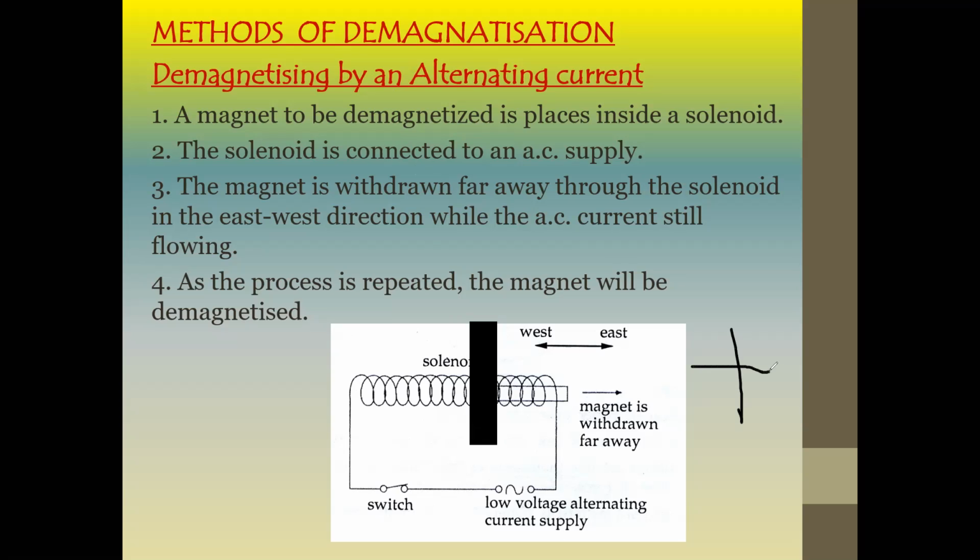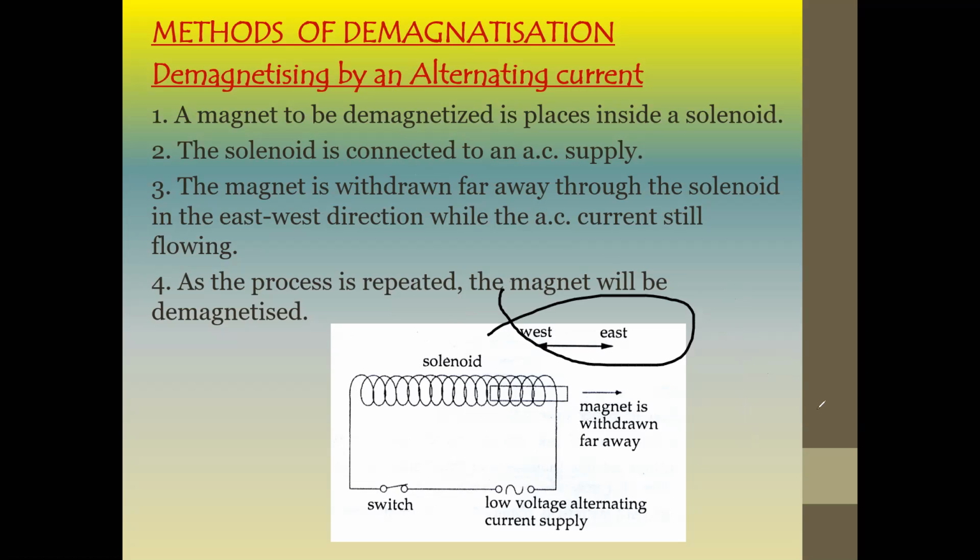Because Earth's magnetic field is there, so it will align according to Earth's magnetic field. We want to demagnetize, so whenever you want to demagnetize, it should always be in the east-west direction. If you place it in the north-south direction and you try to heat it or hammer it, because there is Earth's magnetic field, the magnet will magnetize according to Earth's magnetic field. So for demagnetization, it should always be in the east-west direction. Is it clear? Yes, sir.